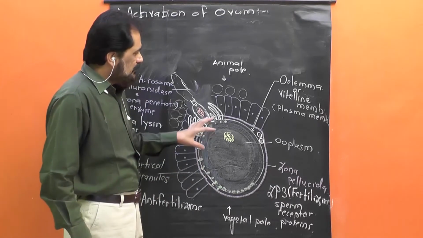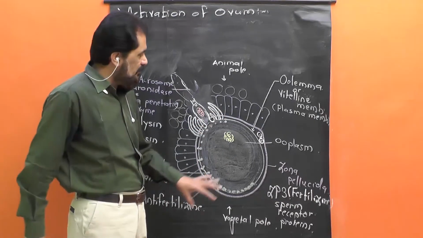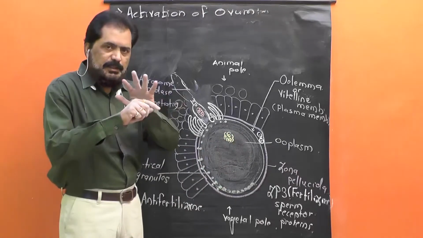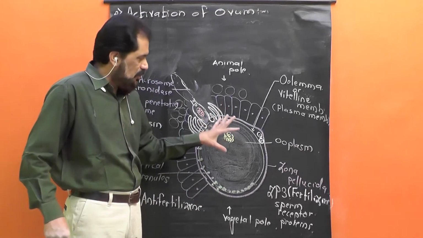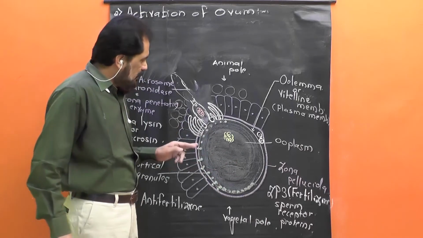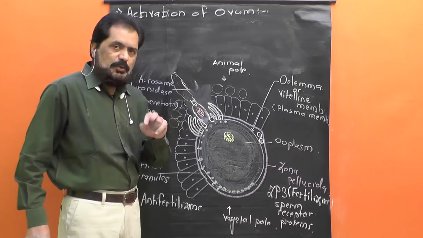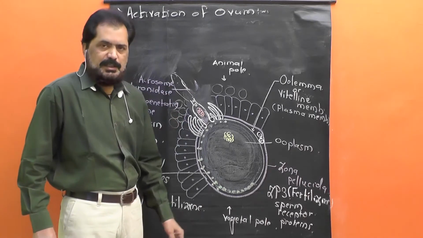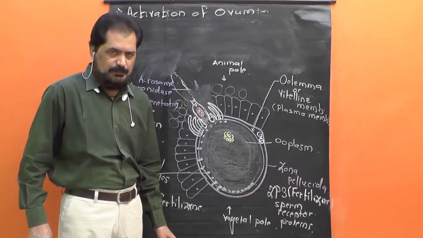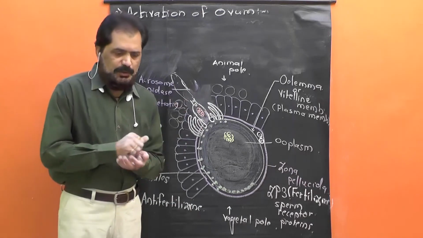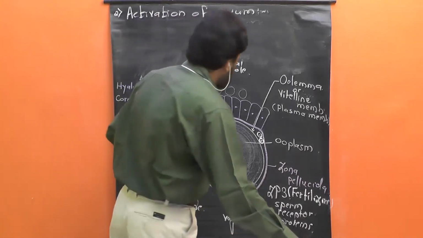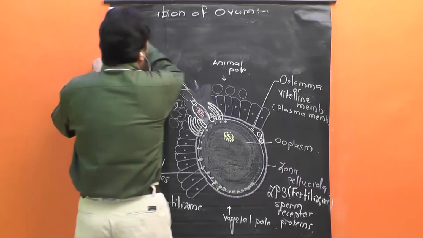First, the second maturation division of the secondary oocyte is completed, with formation of the ovum, and second, the vitelline membrane is converted into the fertilization membrane, necessary to maintain monospermy. Now come to the third and final step, that is nothing but the amphimixis.